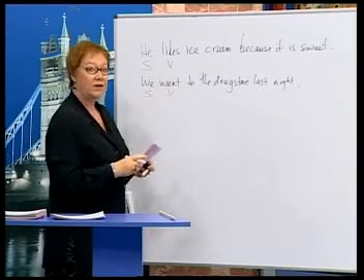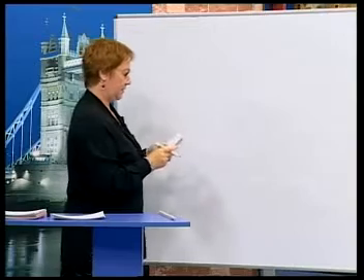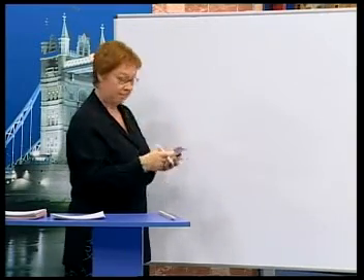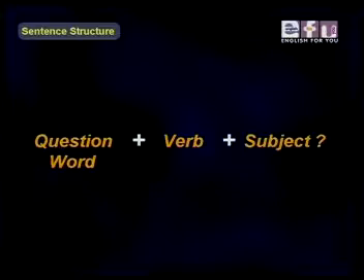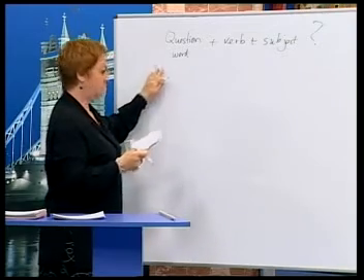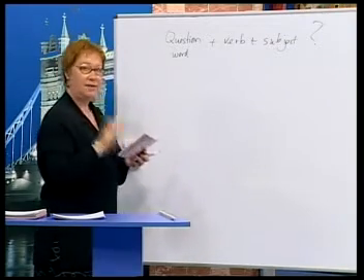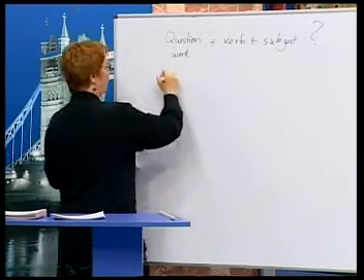Now let's look at questions with question words. The question word comes first and then the verb. So here is what the structure would look like. The question word plus the verb plus the subject plus the question mark. Okay? So this is what it's going to look like. Now, let's look at some examples.